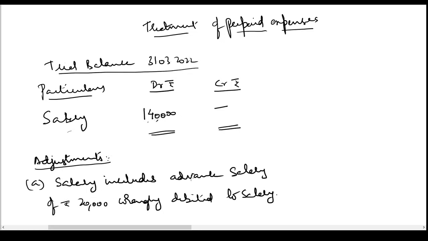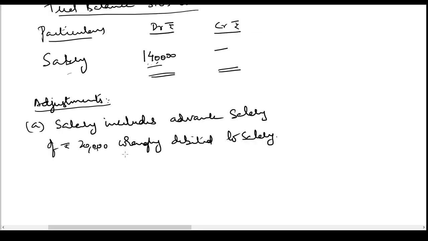Salary includes advance salary of rupees 20,000 wrongly debited to salary account. So you are given some information. Salary account is showing a debit balance of 1,40,000 in the trial balance, and in adjustments some additional information is given to you. It says salary includes advance salary of rupees 20,000 wrongly debited to salary. So this 1,40,000 includes 20,000, which is not actually salary for the period, but it is actually an advance salary. So how do you deal with this? Let us do the problem.